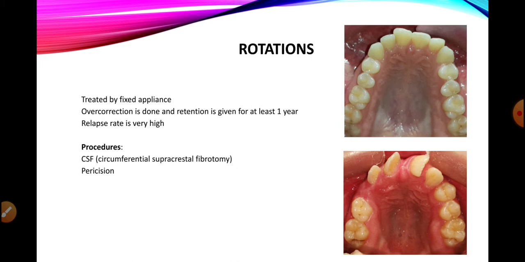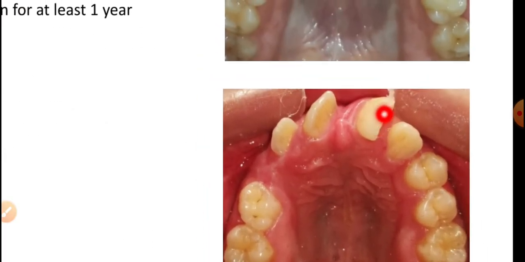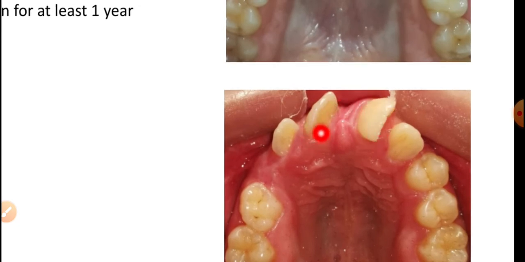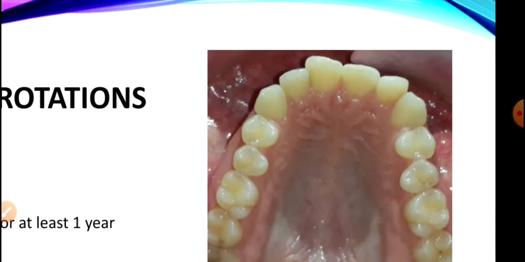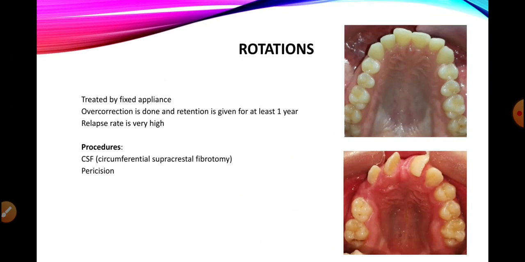Therefore, in cases of rotation, here we can see a rotation. This is what a rotation is. The tooth is rotated around its axis. Or here, these are the rotations. So usually these are the movements that are most prone to relapse. So in the correction of rotation, overcorrection is always done, meaning they are overcorrected, and then retention is given for at least 1 year because of the high relapse rate.